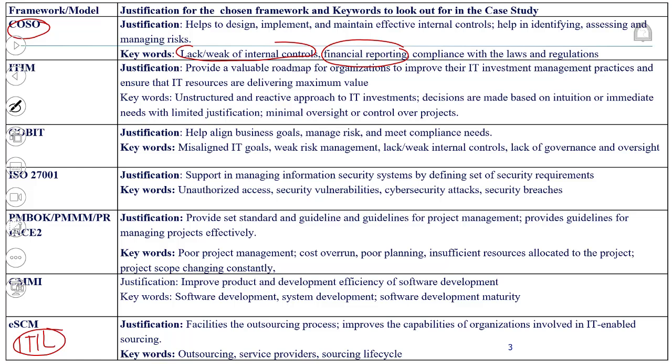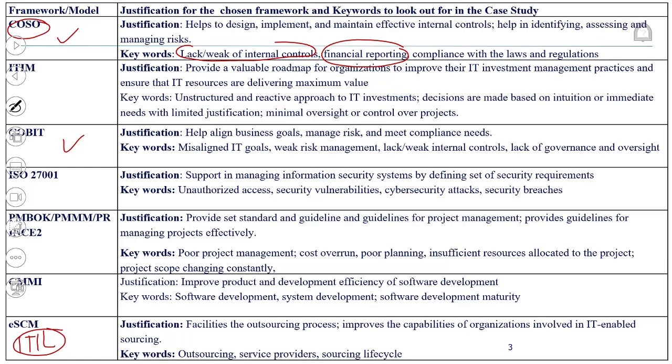In fact, COSO and COBIT are very similar. Very, very similar, except that COSO is mainly used in the financial industry. So the keyword that would actually differentiate COSO and COBIT is that COSO is mainly used in the financial sector and for financial reporting, whereas COBIT tends to be quite generic. And COBIT is quite comprehensive as well. COBIT is like an umbrella framework, so you can actually embed other frameworks within the COBIT.